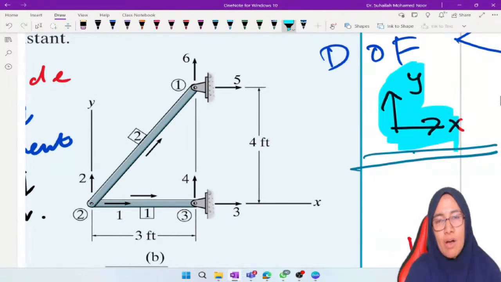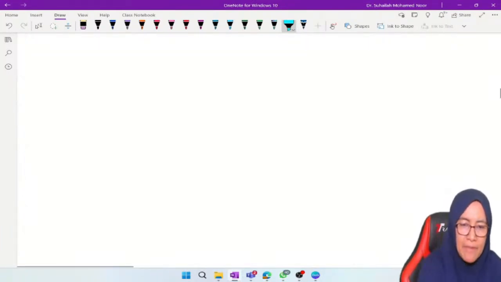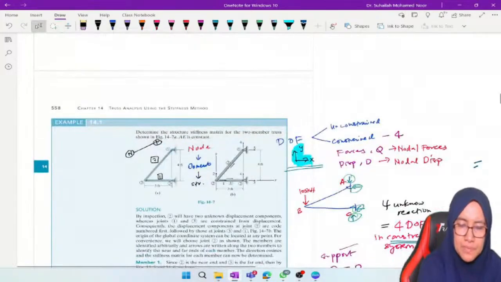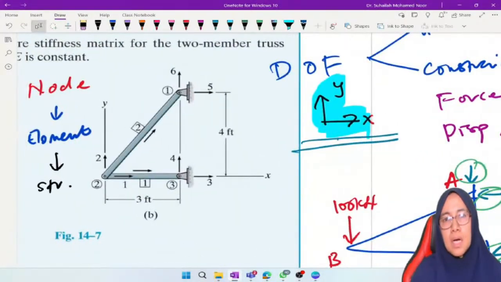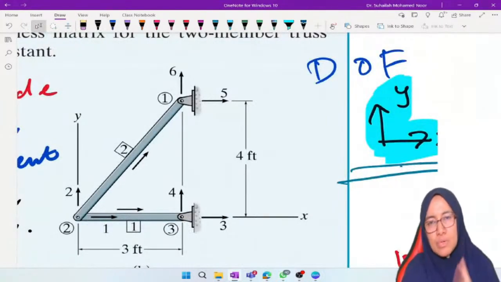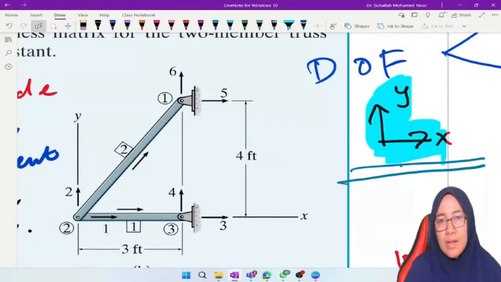Degree of freedom, we have to apply per node. It means that each node has 2 degrees of freedom, in the x and y direction. And this x and y direction is the sign convention, and everybody has to follow this sign convention. You cannot change this. You cannot assume a sign convention in the stiffness method. We have to follow this sign convention, x and y.